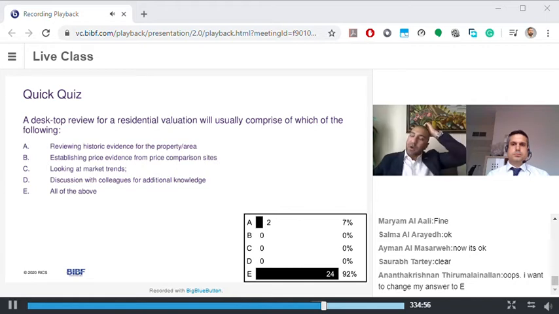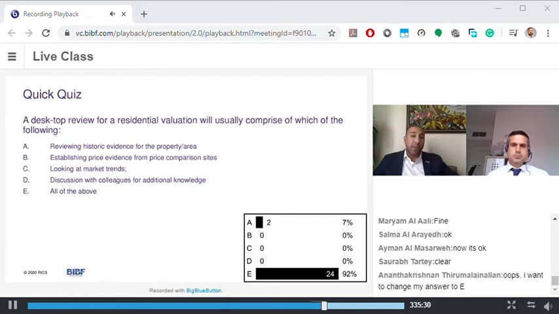Yes, that's what you would expect from a valuer before they go on to the inspection, right? You would see that they're reviewing historical evidence of the property in the area, establishing price evidence from price comparison sites, just to get an idea of what they're going to be visiting, looking at the market trends to understand where that area, the market in general, is going, and then discussion with colleagues for additional knowledge. They talk to colleagues, have you done this before? Talk with brokers, etc., about the area before actually doing the site inspection.